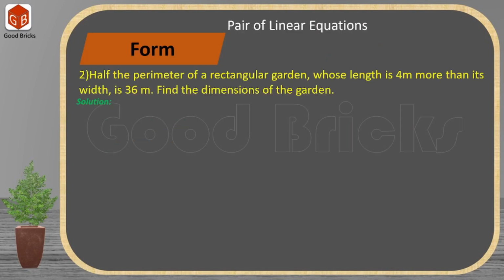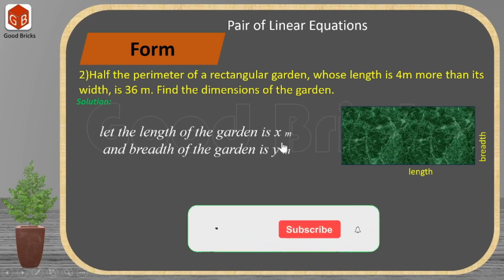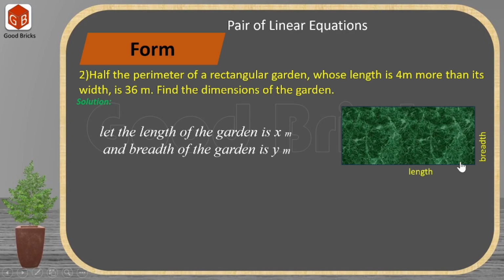Now let us take one more situation and form a pair of linear equations. In this situation they have given that there is a rectangular field and its length is 4 meters more than its breadth. We don't know its length, so we are assuming its length as x meters and breadth as y meters. Now from this information we can write x, which is the length, is equal to breadth plus 4, meaning y plus 4. So this is one equation we can write.